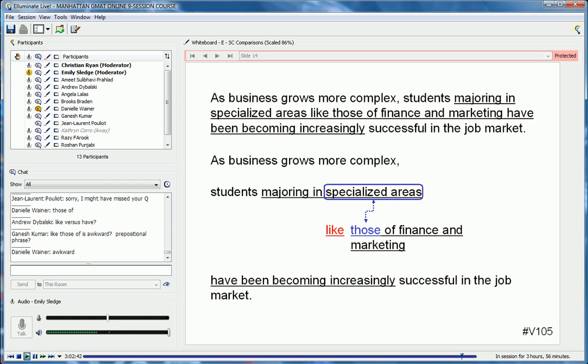Let's look at that first sentence broken down. Students majoring in specialized areas like those of finance and marketing. Those of is not bad here because those appropriately refers to specialized areas. It's plural, just like these. So areas to areas comparison, right? But why is that still awkward? Why would we want to use like or such as? Anybody think of what a rule would be? Danielle, what do you think?